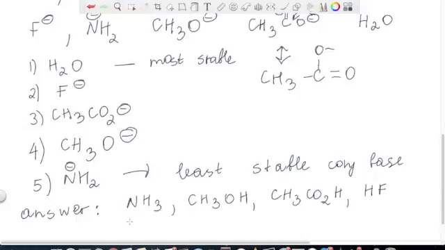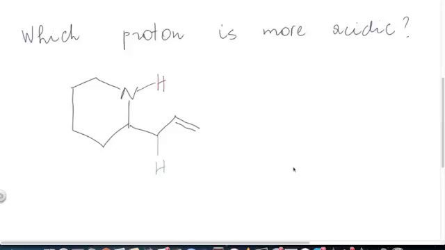The pKa of ammonia is 36, of methanol is about 16, acetic acid is about 5, or actually it's 4.7, and hydrogen fluoride is about 4. So the pKa is decreasing that way, and that means acidity is increasing that way. So now let's look at another type of problem that you will be seeing on the exam. You're given a structure and you're asked which proton is more acidic. Is it red one or is it green one?